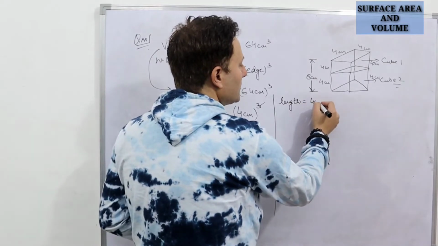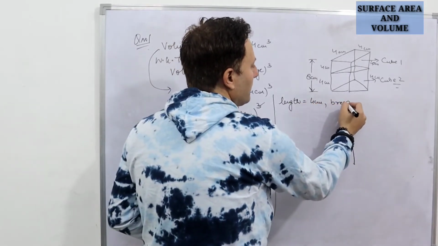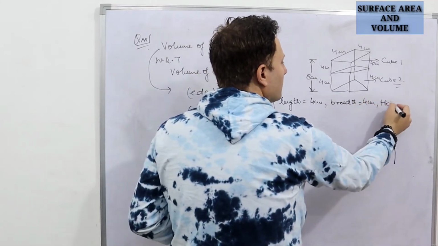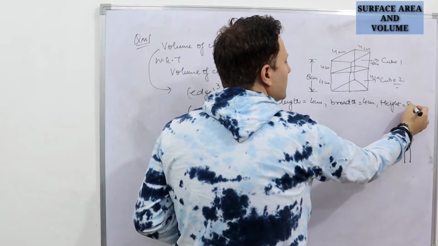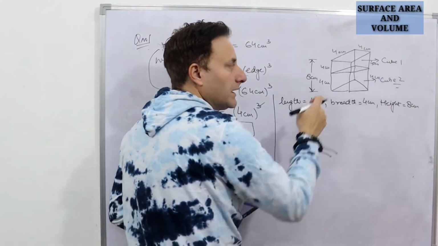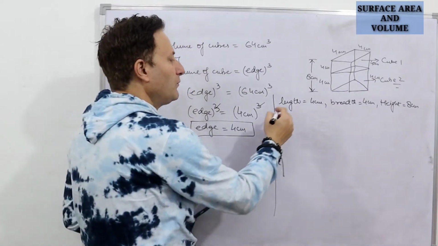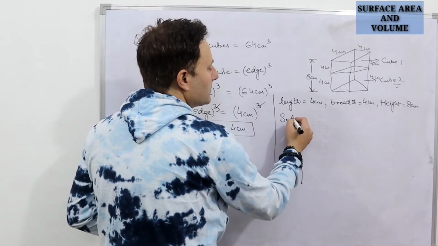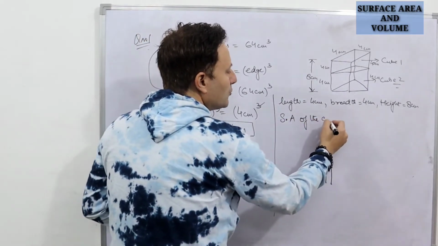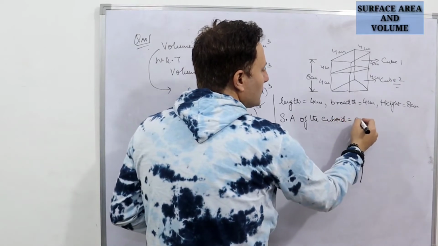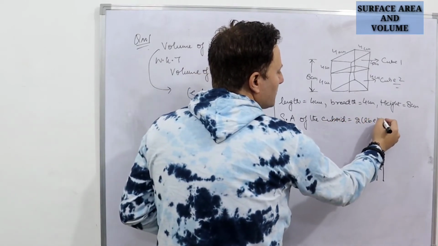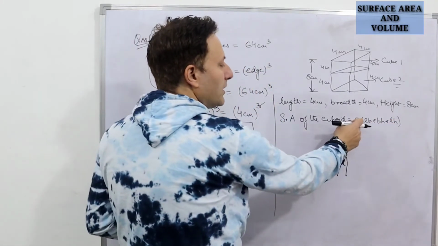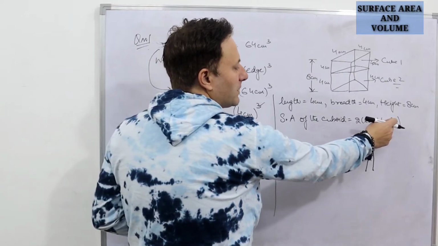Length 4 centimeter, breadth 4 centimeter and height is equal to 8 centimeter. Length, breadth and height. Right guys? So now we need to find the surface area of the resulting cuboid. Surface area of the cuboid is equal to twice LB plus BH plus LH. Remember guys, this is the formula, so you need to memorize this. Twice length into breadth plus breadth into height plus length into height.